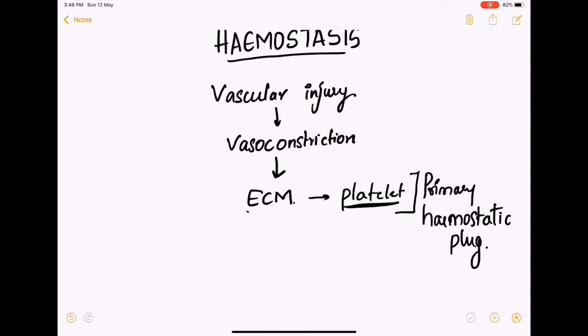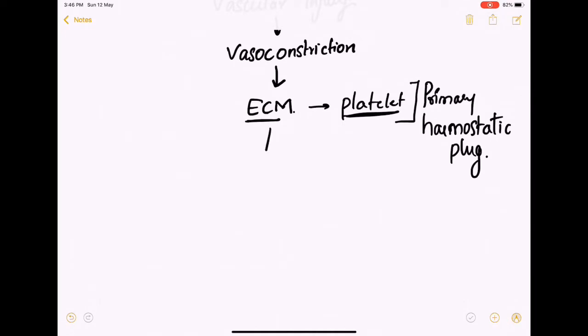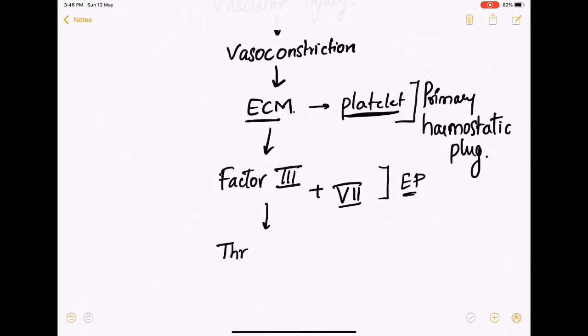Repeating my point, the extracellular matrix which has been exposed because of the endothelial injury causes platelet adhesion, activation and aggregation. This leads to the formation of the primary hemostatic plug. And also because there is tissue damage, the tissue factor, which is coagulation factor 3, is exposed, and this in conjunction with factor 7, that is basically the extrinsic pathway which we will talk about in detail in a while, activates the extrinsic pathway of coagulation, and finally this brings down to activation of thrombin.